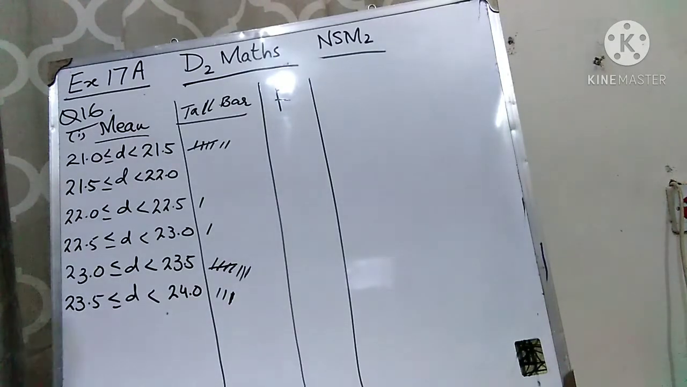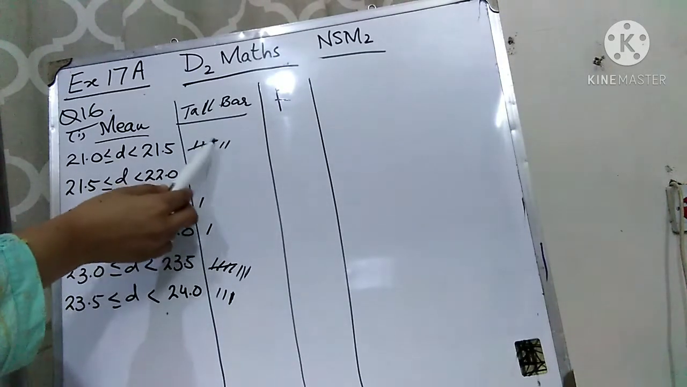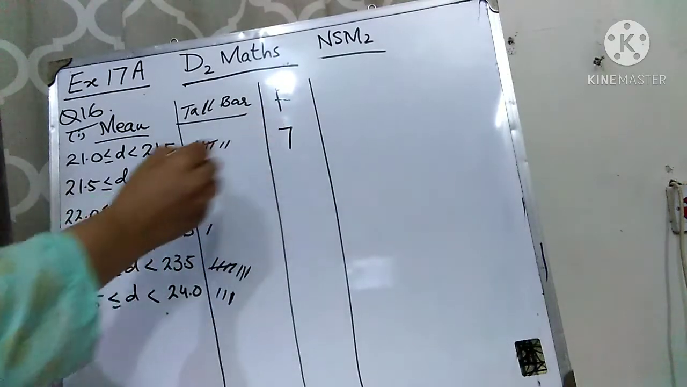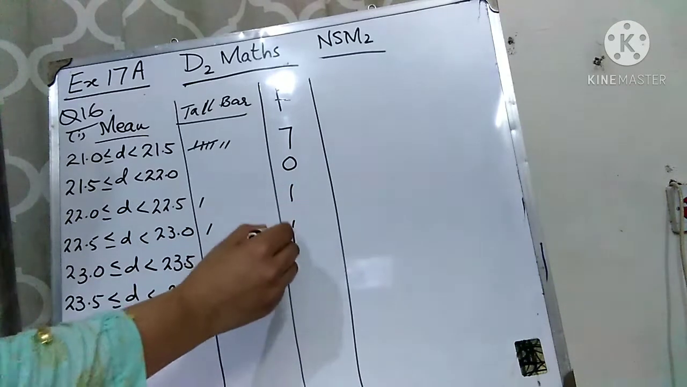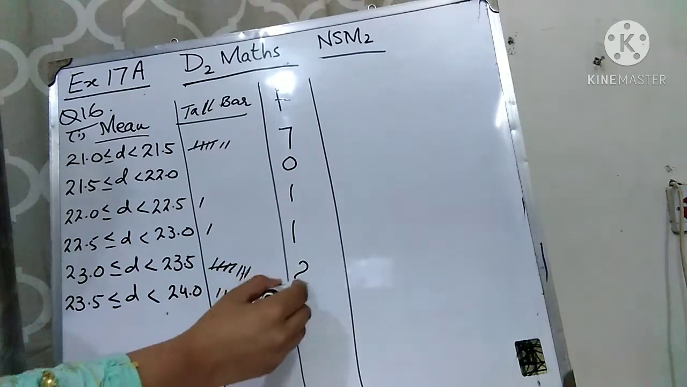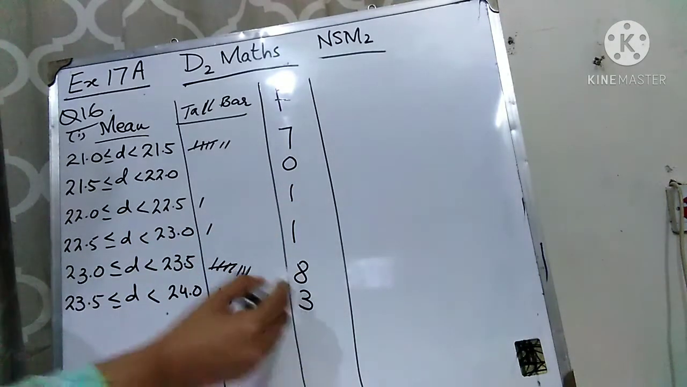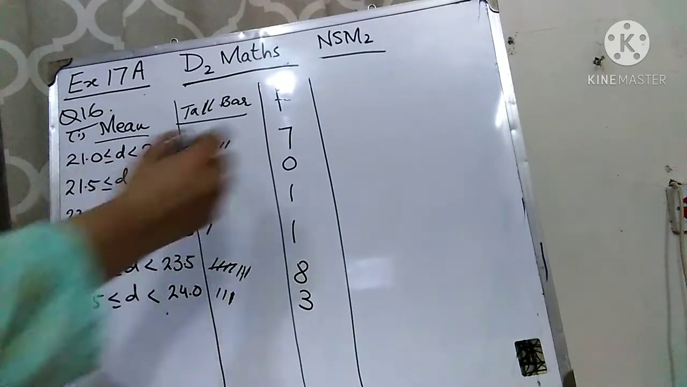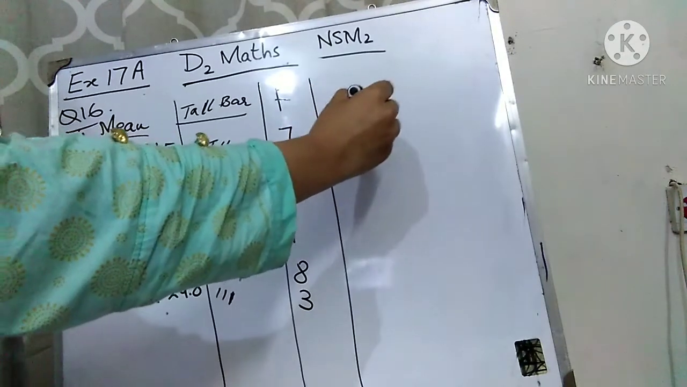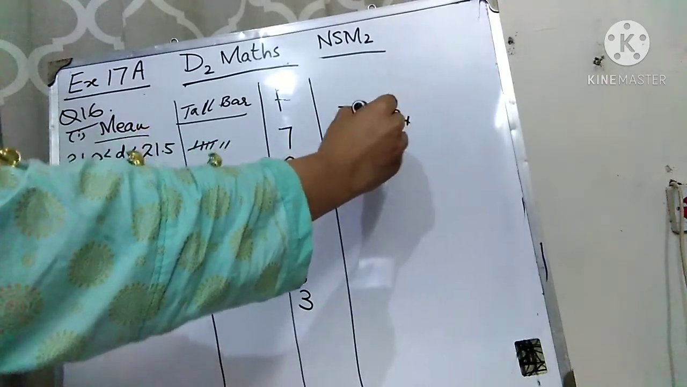Now I'm going to write down the frequency. This whole is 5 and 6, 7. There is no tally over here, it means the frequency over here is 0. So 1 over here, 5, 6, 7, 8 over here. And the frequency over here is 3. So we have to find out the mean. You know that the formula to find out the mean is x bar equals summation fx over summation f.